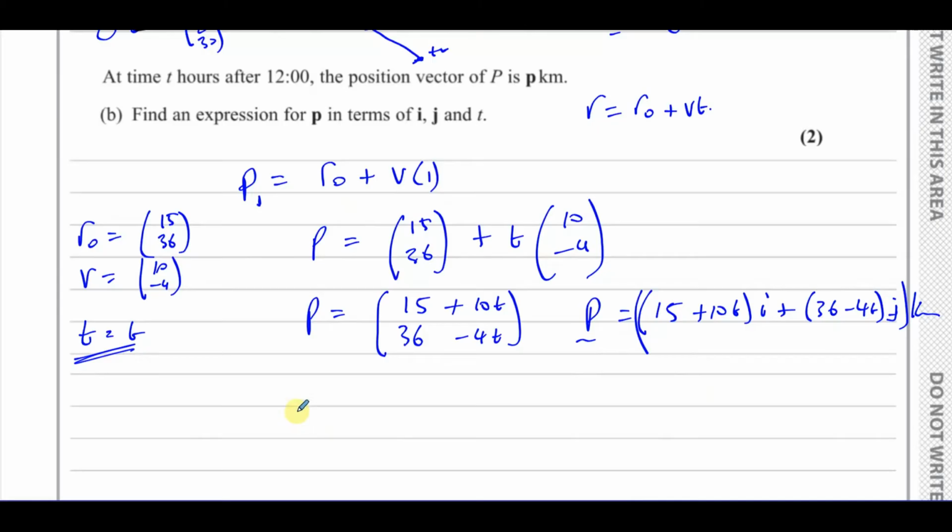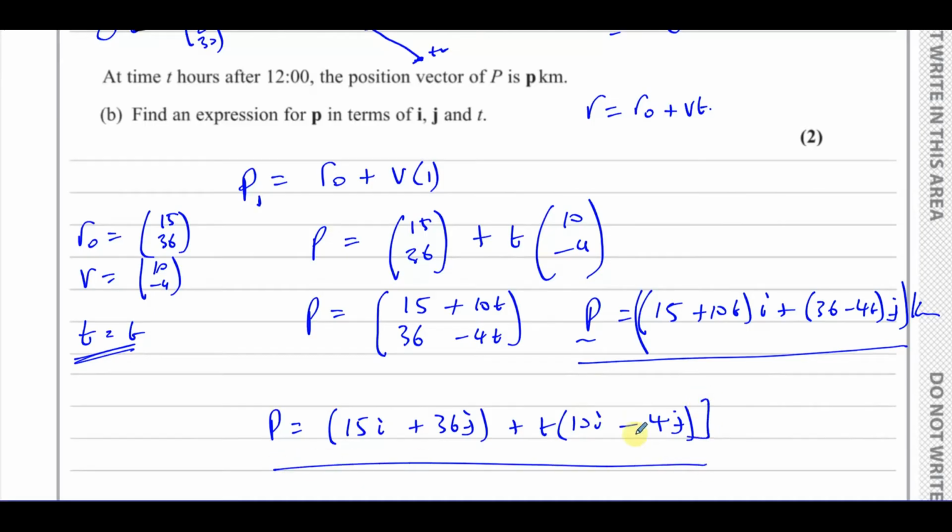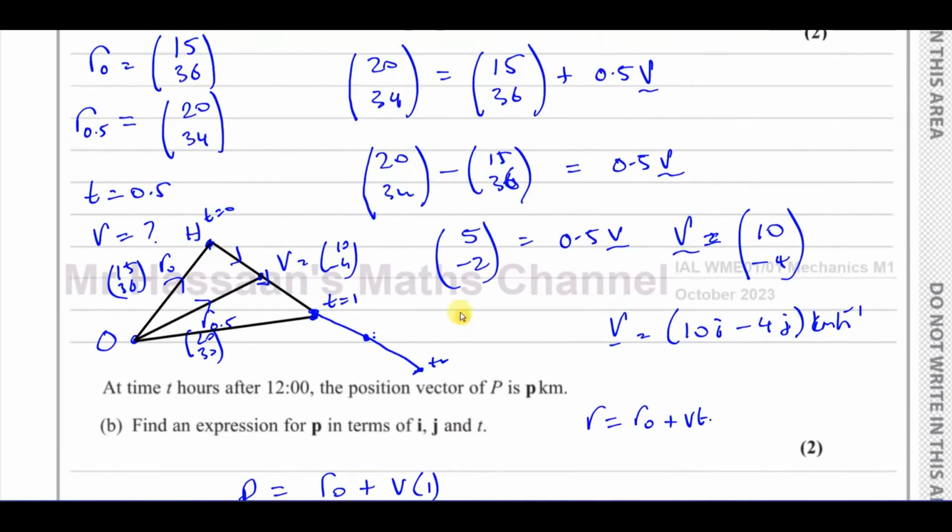You could also write it, if you want, alternatively as 15i plus 36j plus t times (10i minus 4j). That's the same as this: 15i plus 36j plus t times 10i minus 4j. You can write it in either of these two forms, and that would be fine. I like to have it in the first form because I like to calculate using it in this form. So that is the position vector of P, and that's part B finished.